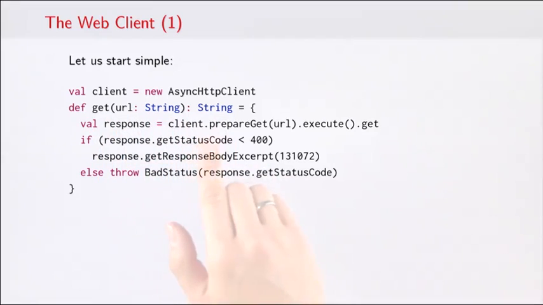So we call client prepare get for the URL, execute. This gives us back a future, but not a Scala future, on which we call get, and this will wait until the response is there. So we have the response here to deal with. Then we check the return status code. If it is not an error code, then we look at the first 128 kilobytes of the body and give that back. Otherwise, we reply with a bad status, and the reply in a synchronous method like this one of a bad result is done by throwing an exception, as we know.